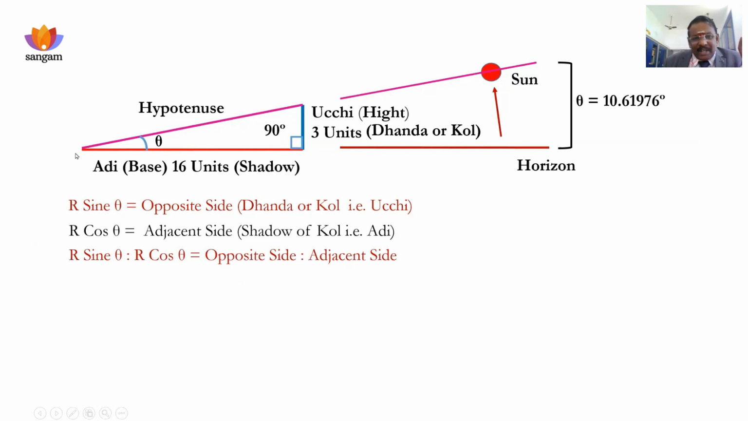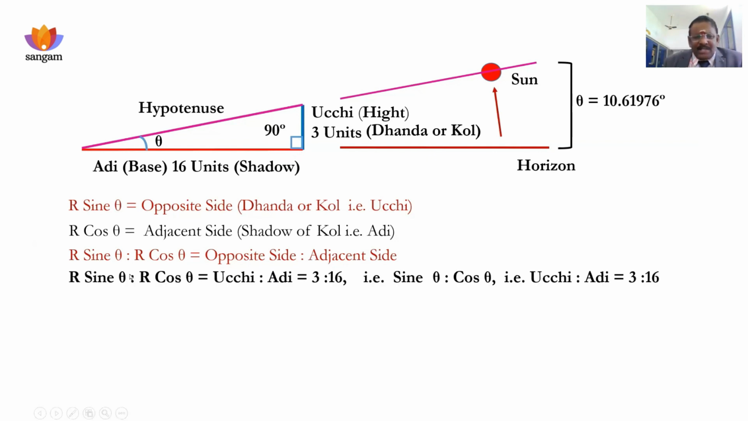So if you calculate the ratio between r sin theta and r cos theta, it is the ratio between the opposite side and the adjacent side. So r sin theta to r cos theta is equal to the uchi to adi ratio. That is, uchi is 3 units, base is 16 units. Height is 3 units, base is 16. 3 is to 16. The r is common in both. So sin theta to cos theta is equal to the uchi to adi ratio. That is 3 is to 16.